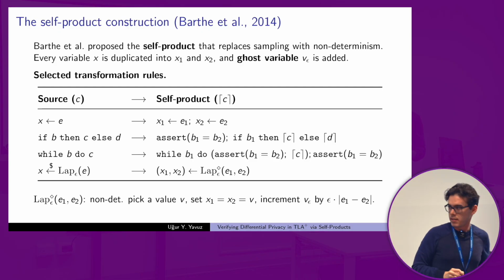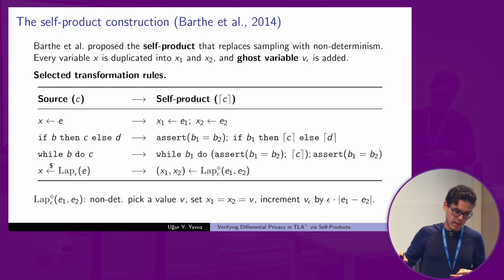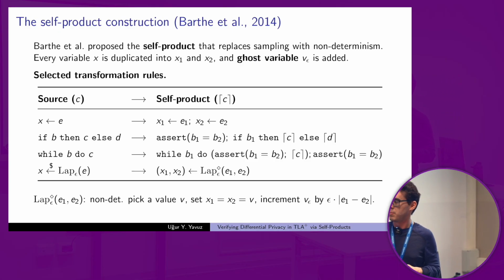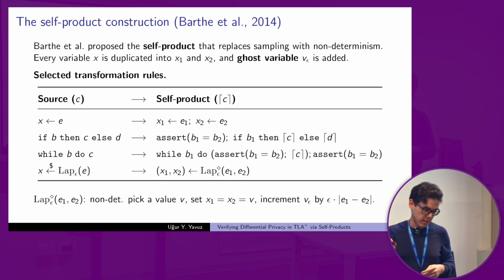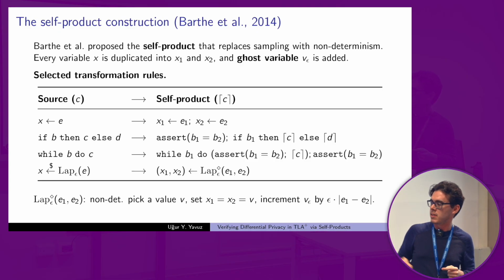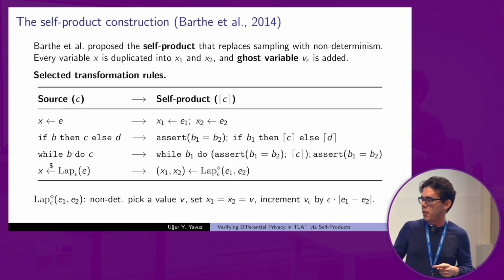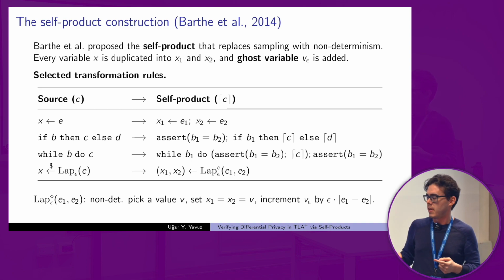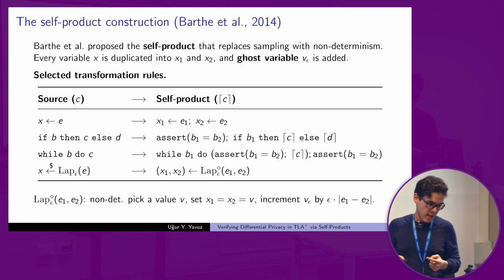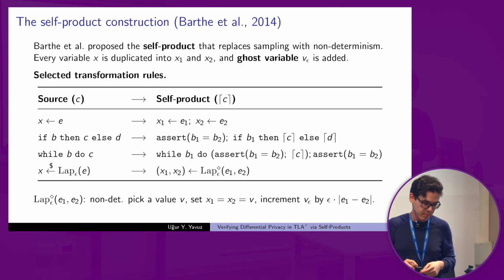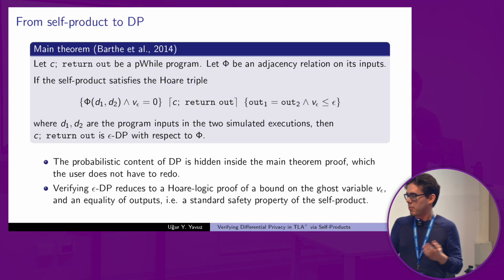As for the semantics, again, everything besides the Laplace should be obvious. The Laplace diamond non-deterministically picks a value v and then sets both x1 and x2 to that particular value v, so that both simulated executions receive the same result. And it adds epsilon times the absolute difference of the two inputs to v epsilon. And yeah, that's the construct.